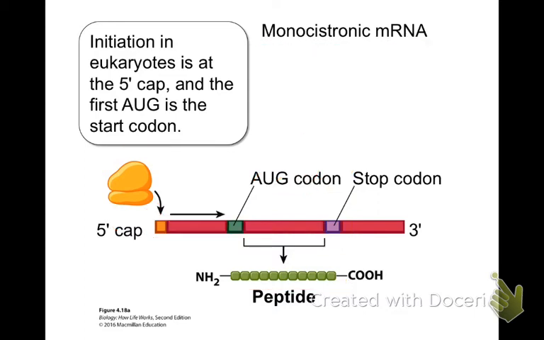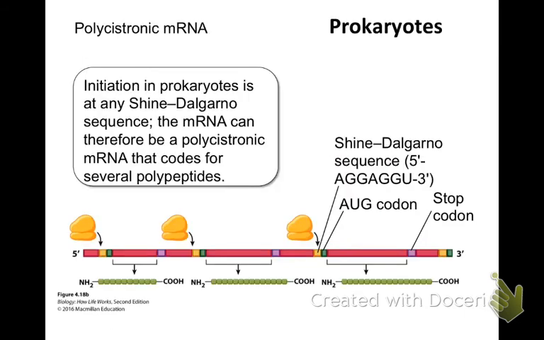Okay, so polycistronic. Monocistronic means there's only one ribosome reading a messenger RNA at a time. Whereas polycistronic, which is in prokaryotes, is the idea that multiple ribosomes can be reading a single messenger RNA strand at the same time, and the messenger RNA itself can also have multiple genes.